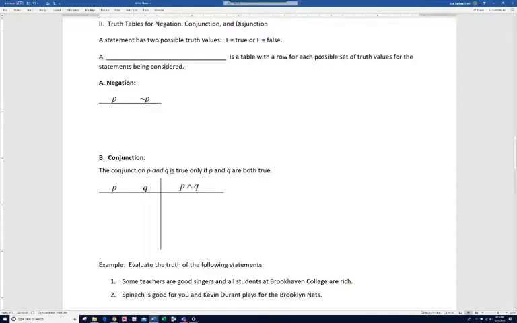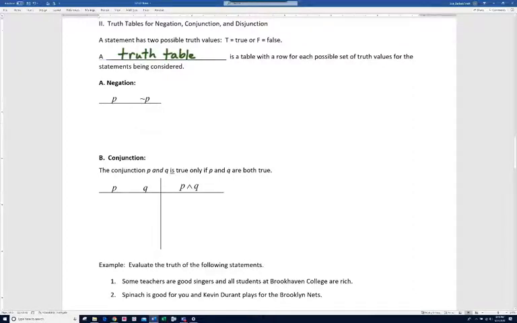So we're going to talk about truth tables now for negation, conjunction, and disjunction. It says a statement has two possible truth values, T for true, F for false. We've talked about this before when we defined a statement. A statement is always either true or false, and so we call that truth or it being false a truth value. So a truth table is a table with a row for each possible set of truth values for the statements being considered. So let's look at negation.